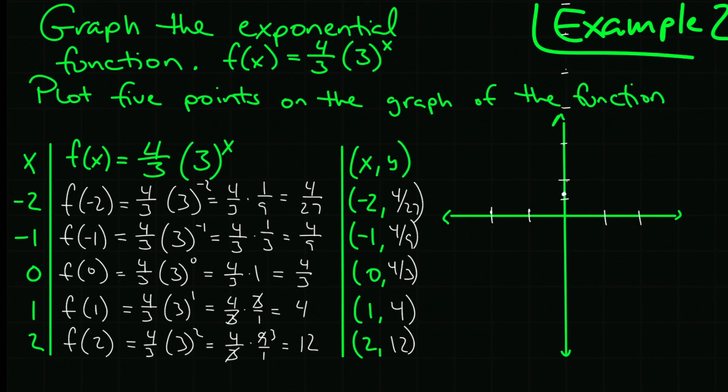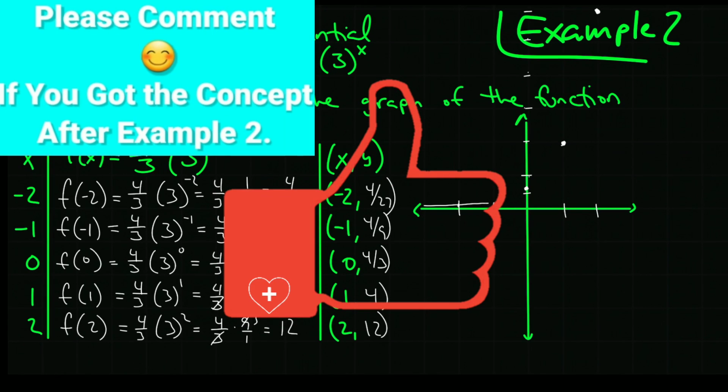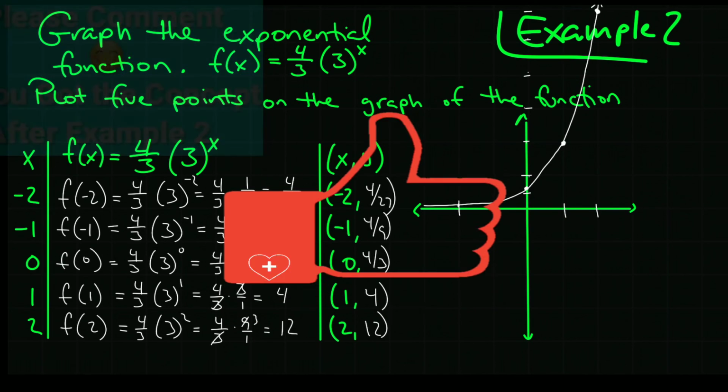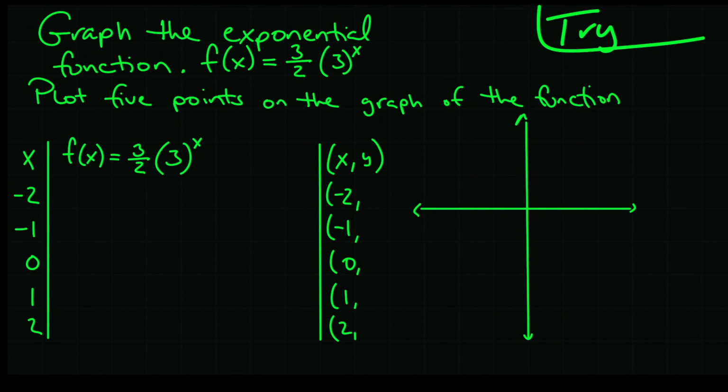At 1, we'll be at 4, so we'll be up here. And then at 2, we'll be at 12, which is way up here. And now all we have to do is just combine the dots. And that's it.